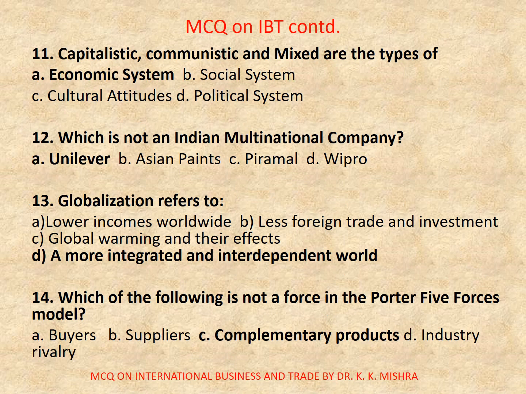Question number 11. Capitalistic, communistic, and mixed are the types of. Options are A. Economic system, B. Social system, C. Cultural attitudes, D. Political system. Correct option is A. Economic system.